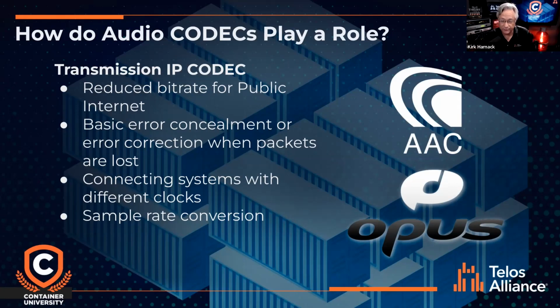So if you've got two different facilities, chances are you have two different clock references, unless you're using a master or grandmaster style clock that is GPS disciplined. And they also can do sample rate conversion. And sometimes you need to resample between two of the same rates just to make sure that the clocks match up well. So that's all the things that codecs can do for us.